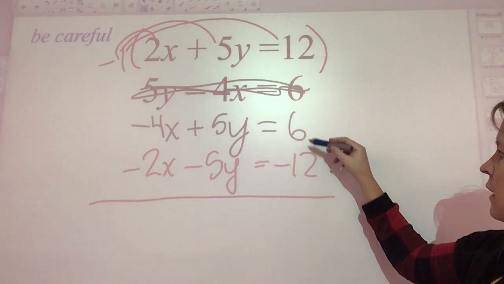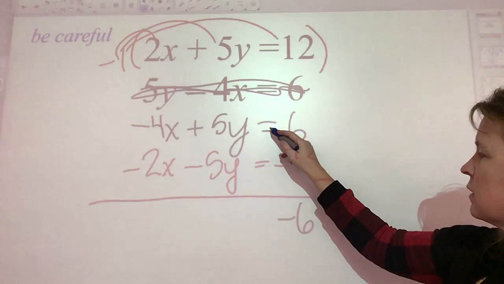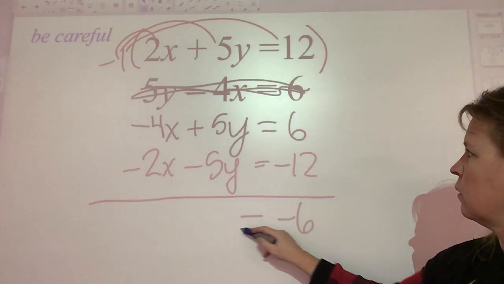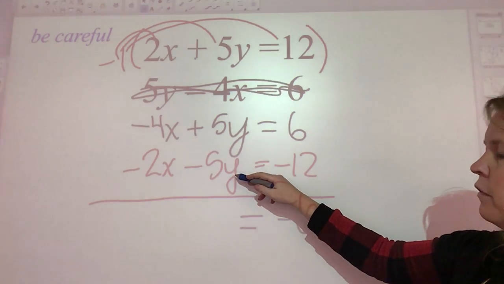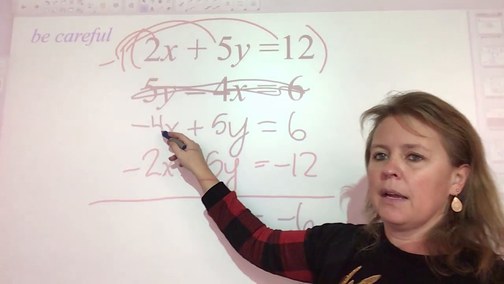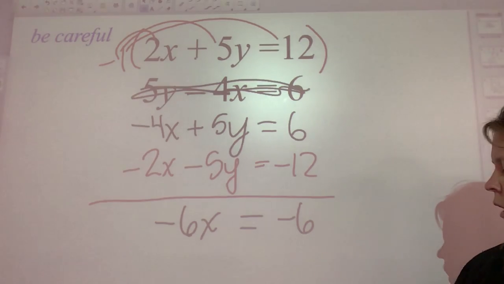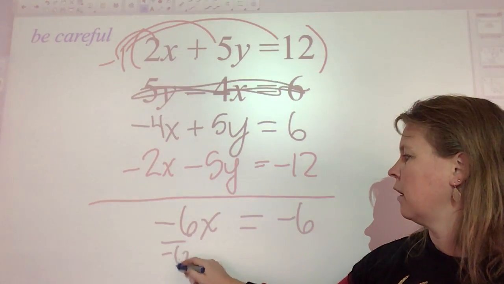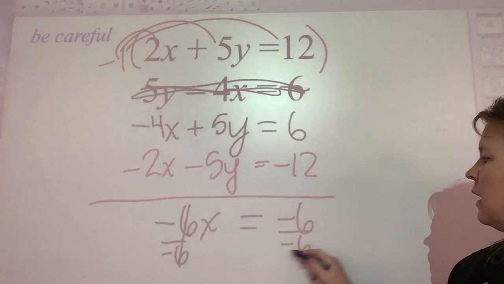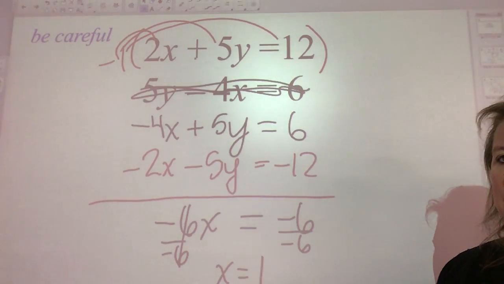Add down. 6 and negative 12 is negative 6. Equals, equals, equals. 5y, negative 5y, eliminated. Negative 4 and negative 2, negative 6x. Divide by negative 6 carefully, because negative 6 divided by negative 6 is 1.